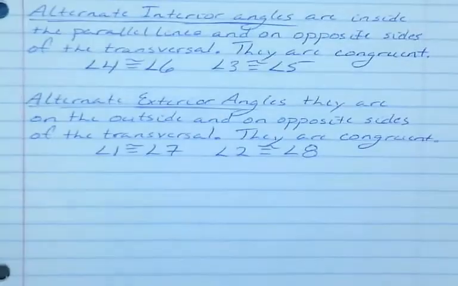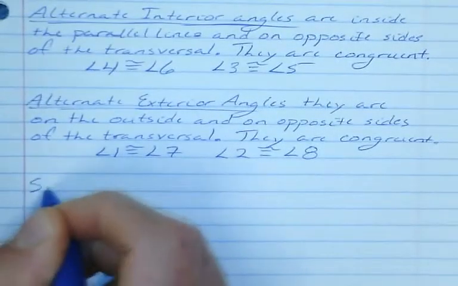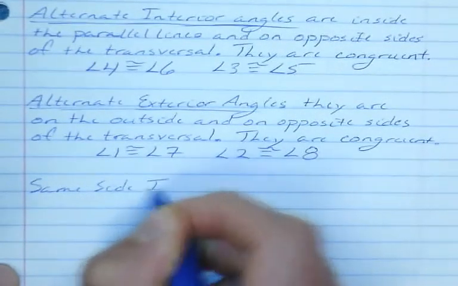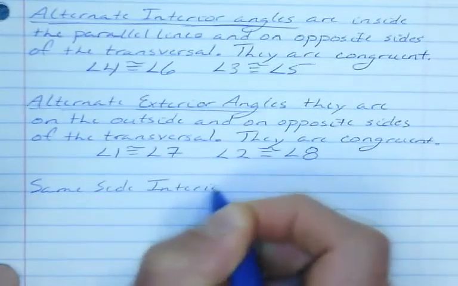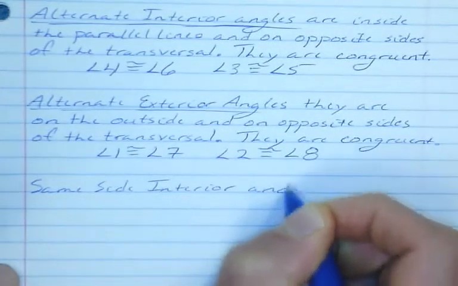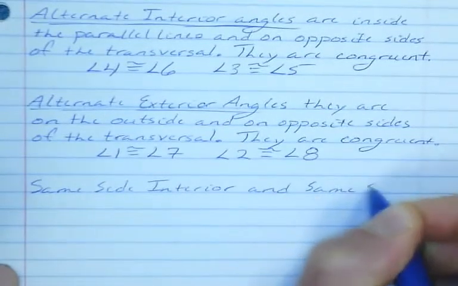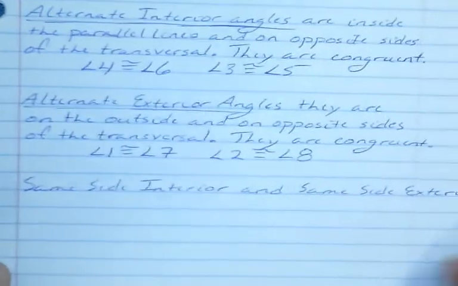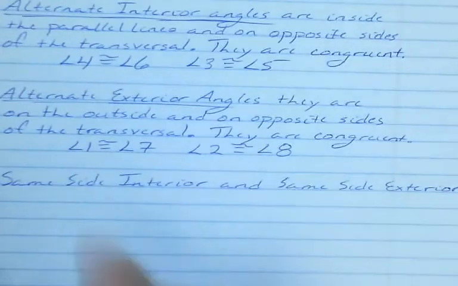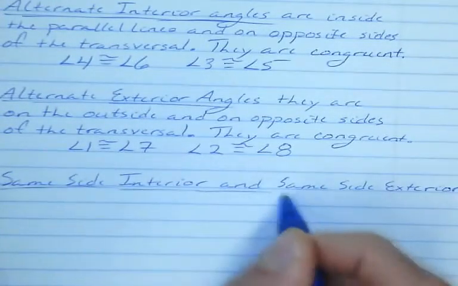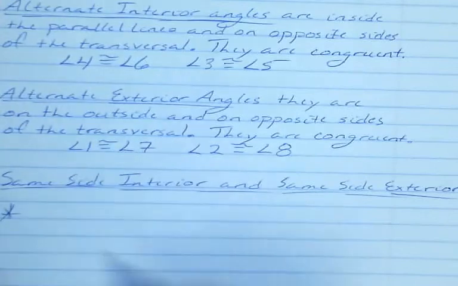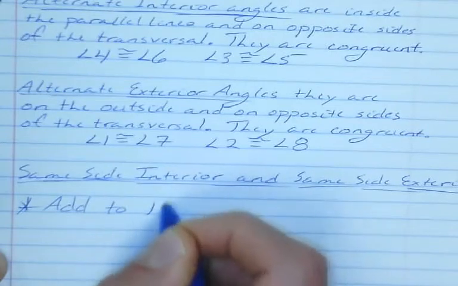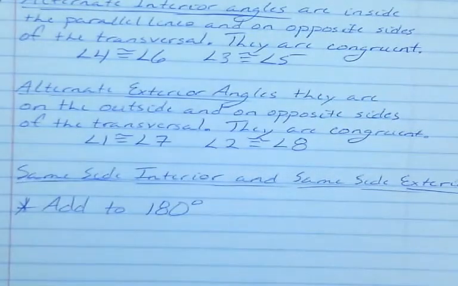Last piece of notes: same side interiors and same side exterior. It's a lot of writing. Same side interior and same side exterior angles. All we need to remember for these is they add up to 180. So they add to 180 degrees. They are supplements.